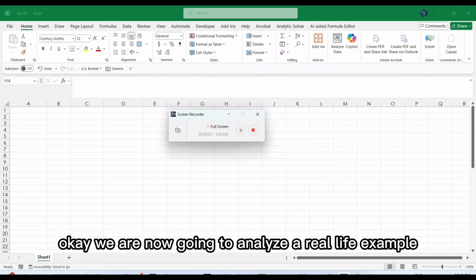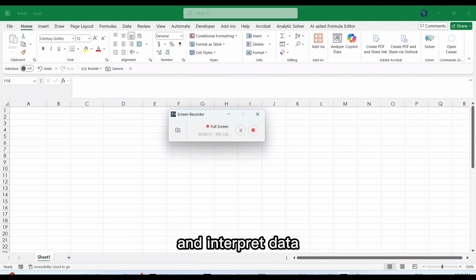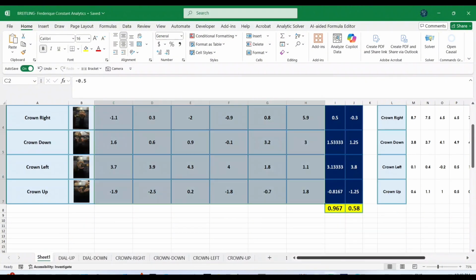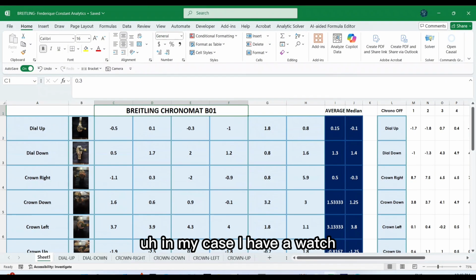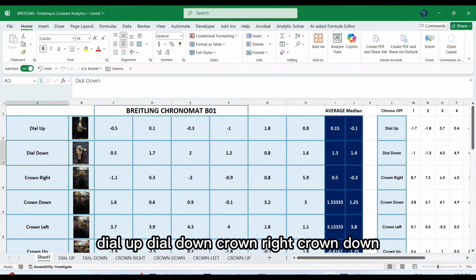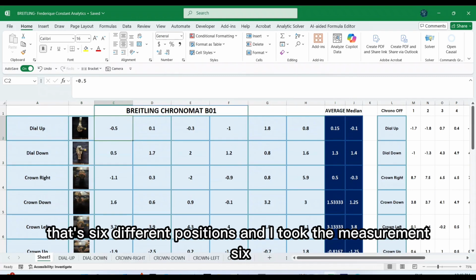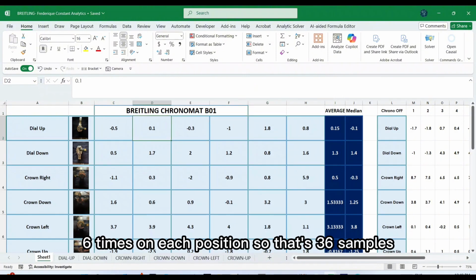Okay, we are now going to analyze a real-life example of how to use standard deviation to interpret data. In my case, I have an automatic watch, and I took the measurement in different positions: dial up, dial down, crown right, crown down, crown left, and crown up. That's 6 different positions, and I took the measurement six times on each position, so that's 36 samples.